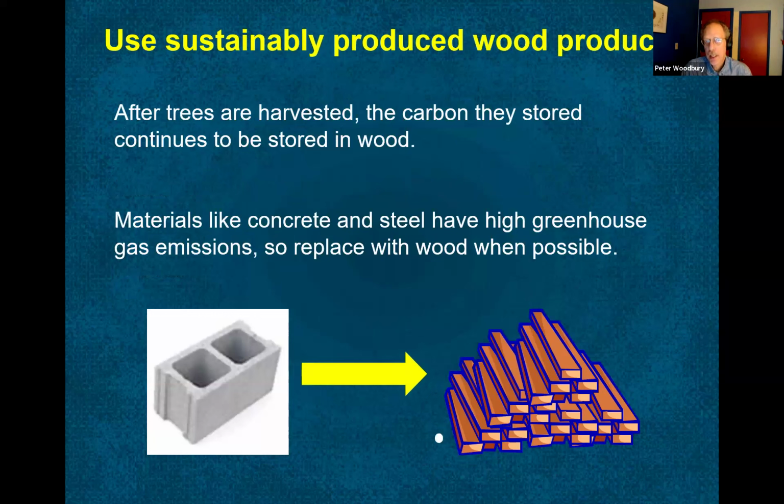So as I mentioned, after trees are harvested, the carbon they stored continues to be there in the wood. So again, if we can replace concrete and steel, we get a double benefit. We're storing carbon in the wood, and we're also getting rid of the emissions associated with that concrete and steel.